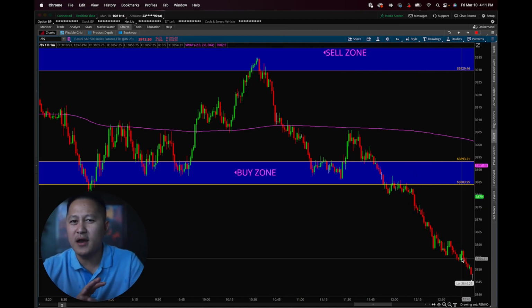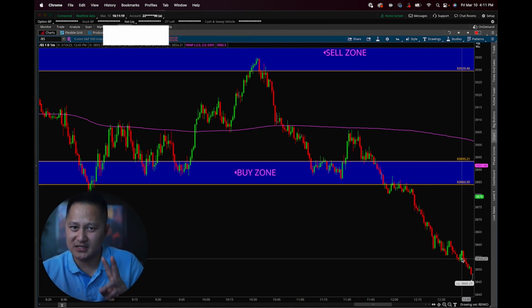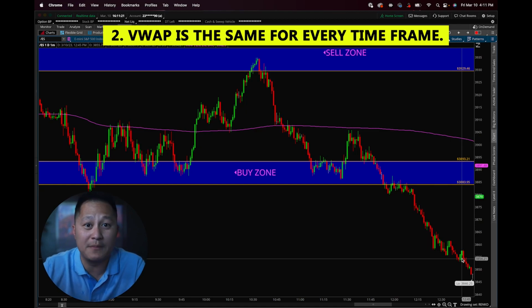So no matter what time frame you're trading in, and this is the second concept, VWAP is the same for every single time frame. For example, when you're trading inside of these 1 minute charts or 5 minute charts, that exponential moving average may look differently compared to the different time frame that you have. However, for VWAP, the value of volume weighted average price is the same for the 1 minute charts, the 5 minute charts, the 15 minute charts, and even on a daily chart.